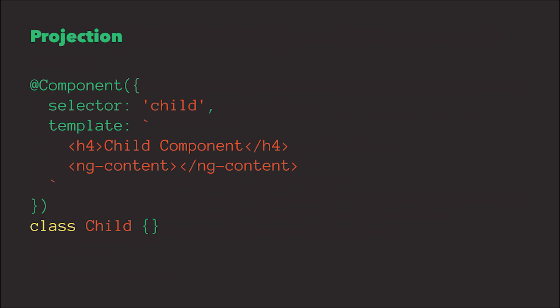Another important concept with components is projection. Projection is very similar to the idea of transclude in Angular 1, the only difference being that projection is actually enabled by default. So all components are inherently allowed to project within themselves. All you have to do is add an ngContent directive within its template. Then when you use this component, say a child component in our template, and put some content within the tags for the child component, that content will be moved and replace this ngContent directive.